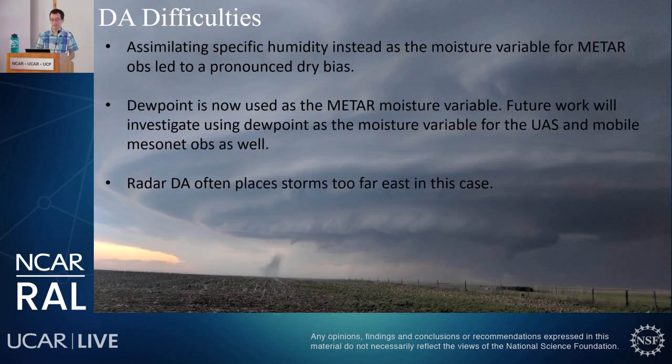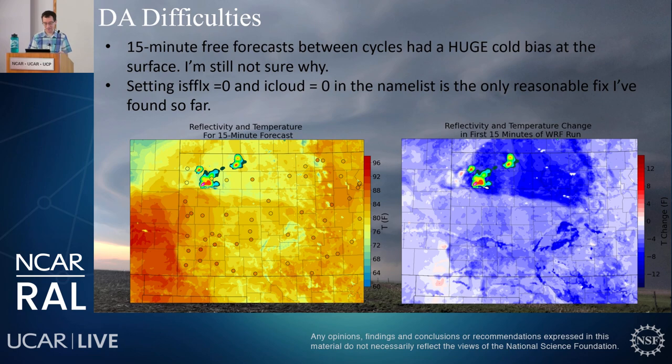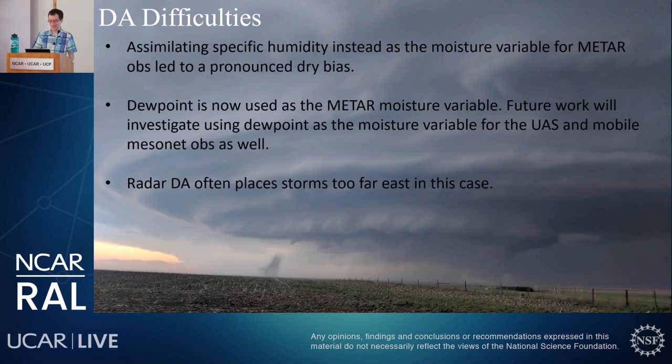Other difficulties: I found out that assimilating specific humidity as the moisture variable for METAR led to a big dry bias, so I changed that to dew point. I'm also at some point going to try to do that for the TORUS obs as well to see if that helps my experiment a bit. And radar DA in this case often places storms too far east. So if anyone has experience with running into this particular problem, please let me know, because I'm definitely looking for answers for this.